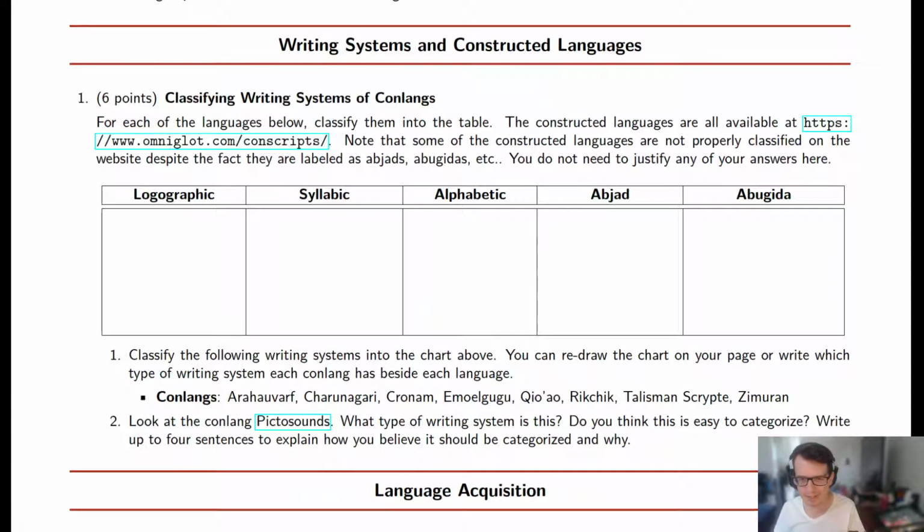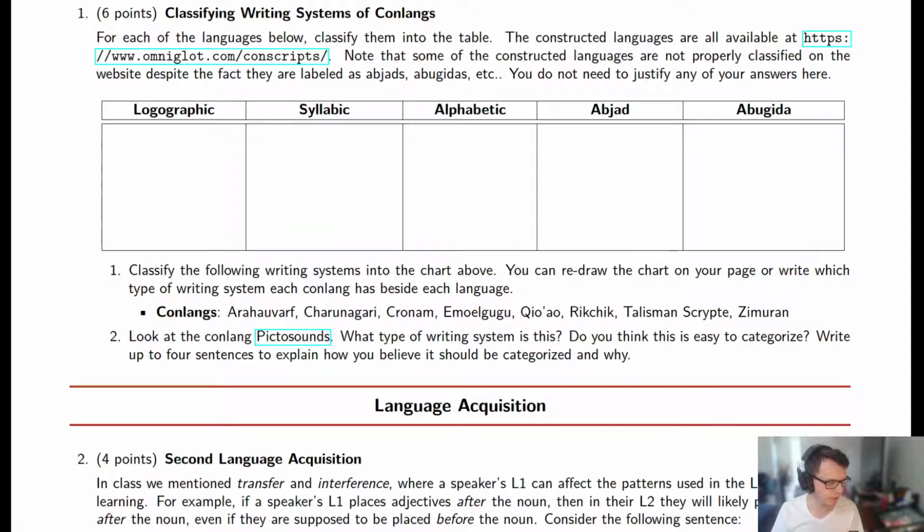Okay, the first one is classifying writing systems. There's 2 parts to this one. First, you can check out the website that I've been using to get constructed languages for the course, the different scripts. It's a nice, convenient website. There's real languages and constructed languages. So there's 8 conlangs listed below. Ara Haufar, Charonagari, Kronam, ML Gugu, Kiawo, Rikchik, Talisman Script, Zimaran. Probably mispronounced multiples of those. You just have to classify them as one of the 5 types. Some of them have classifications on the site themselves, and some of them aren't quite right, so be careful of that. Some of them are accurate, though, so it's up to you to make that judgment.